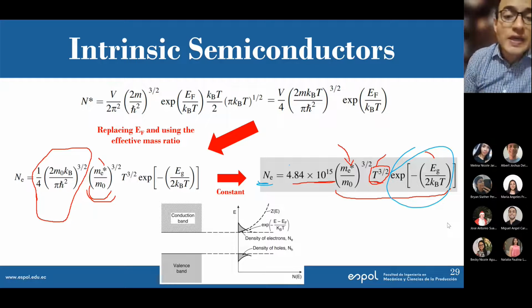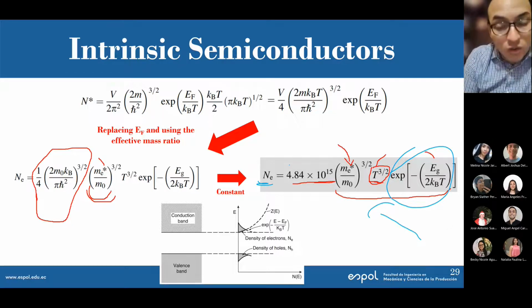So imagine 10 to the 9 is quite a small number, and that is why pure silicon at room temperature is a very poor conductor. It's basically a semiconductor because if you apply this equation and solve for silicon, you will get only 10 to the 9 electrons per cubic centimeter in the conduction band. Okay.